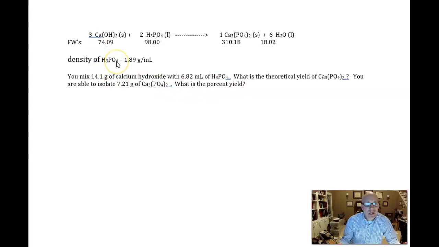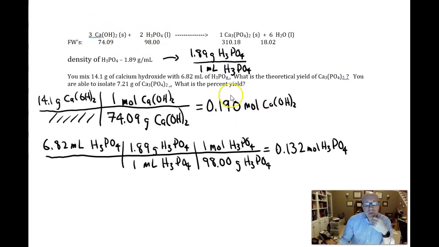In any percent yield problem, the first thing that we have to do is figure out what the limiting reagent is. Again, the limiting reagent is the chemical that runs out first when you mix these together. To do this, I'm going to set up two crossbars to calculate the number of moles of each of these. First of all, whenever we have density information, we turn that into a relationship, so we can take this 1.89 grams per milliliter and say that means you would have that many grams in 1 milliliter of H3PO4.